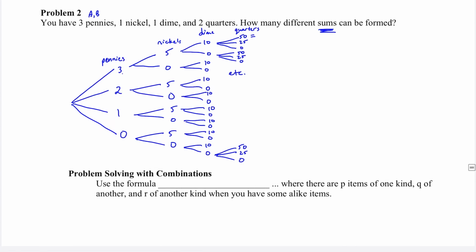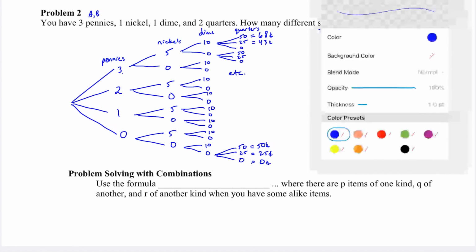So the very top spot here, we would add 3 pennies. So 3 cents plus 5 plus 10 plus 50, which would give us 68 cents. Okay, and the next one would be 3 plus 5 plus 10 plus 25, which is 43 cents. Okay, and you can keep going. You can keep going to here, right, where there's 0 plus 0 plus 0 plus 50, which is 50 cents. Here, which we have 25 cents. And lastly, we have 0 cents.